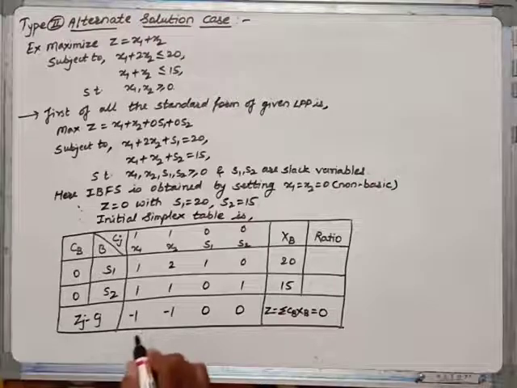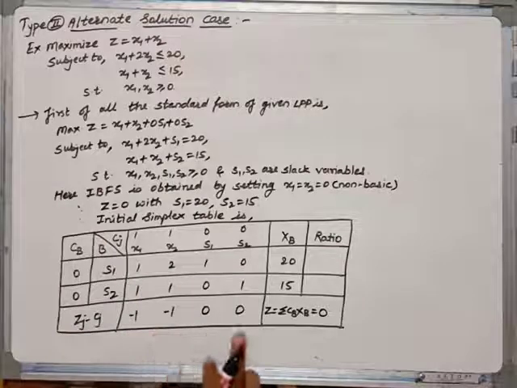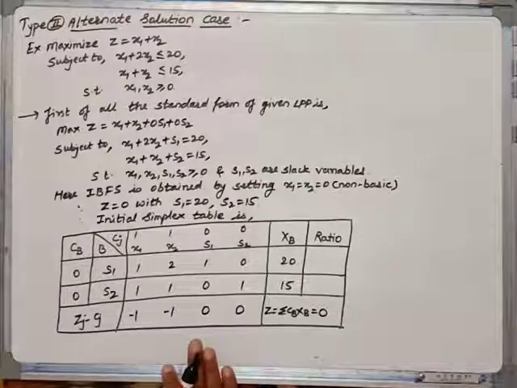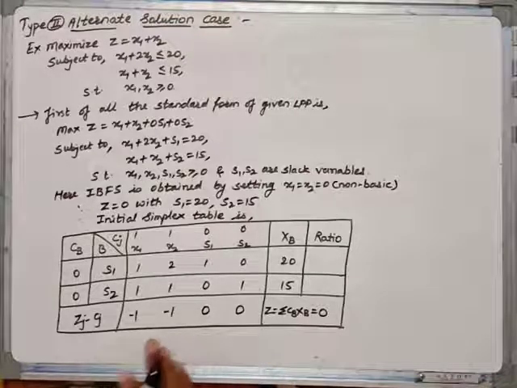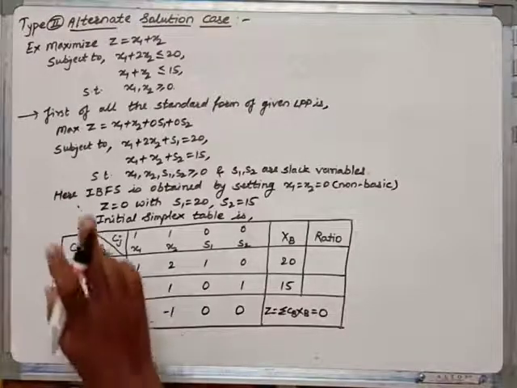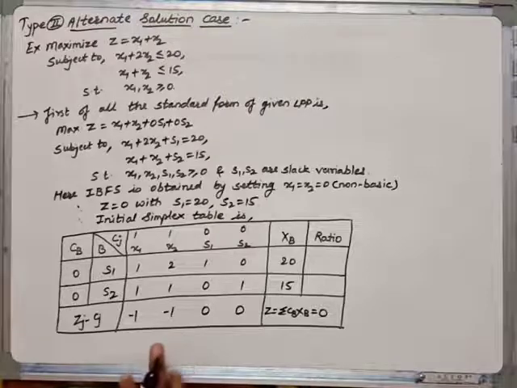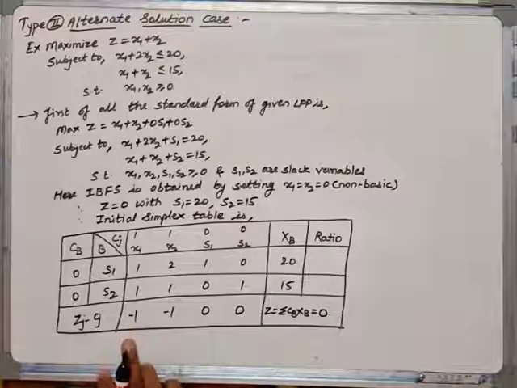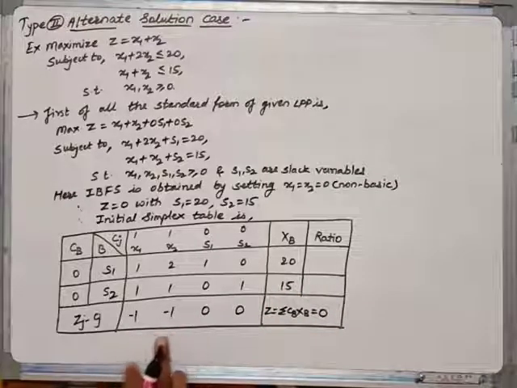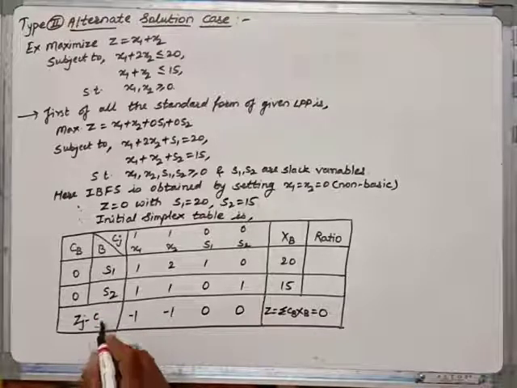Now here the problem is of maximization type. Not all Zj minus Cj are greater equal 0, which means this is not an optimal solution. So to get an optimal solution we need to improve the table. The improved table is obtained by getting a pivot element. To get a pivot element, first get a pivot column, and later we get a pivot row from the ratio.